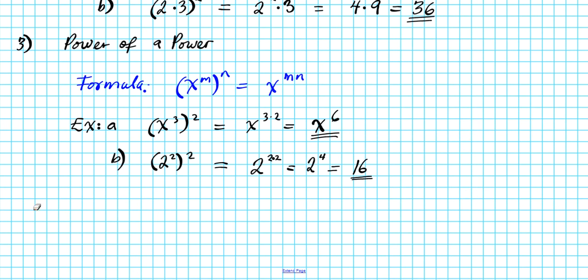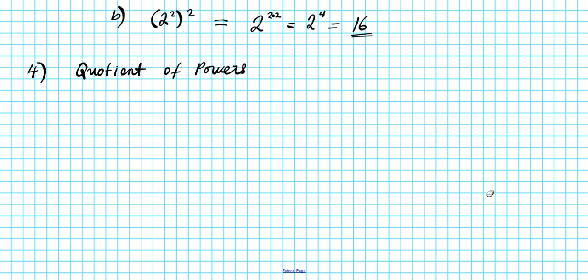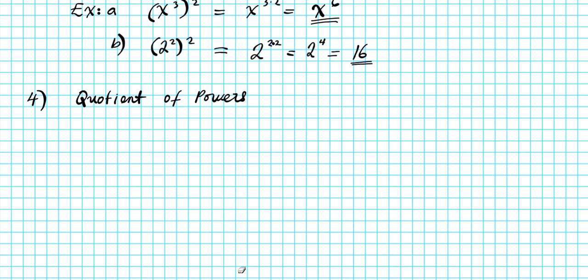Moving right along, let's consider property number 4, which is known as the quotient of powers property. Now, what does the word quotient mean? It just basically means division. Okay? So what happens when you have the quotient of two powers? Basically, what happens when you divide two powers? What if they are of the same base?